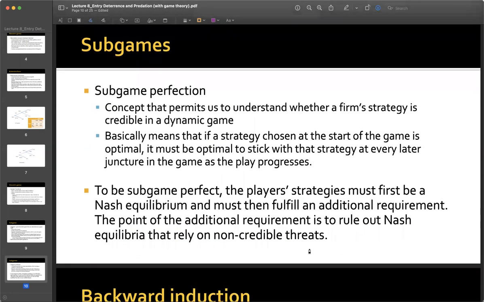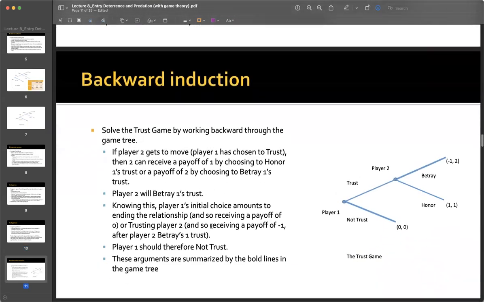And for backward induction, we would rely on something called sub-game perfection. So we were looking at each of these sub-games, and basically it means that if a strategy chosen at the start of the game is optimal, it must be optimal to stick with that strategy at every later juncture in the game as the game progresses. To be sub-game perfect, the players' strategies must first be a Nash equilibrium and then must fulfill an additional requirement. The point of the additional requirement is to rule out Nash equilibria that rely on non-credible threats.